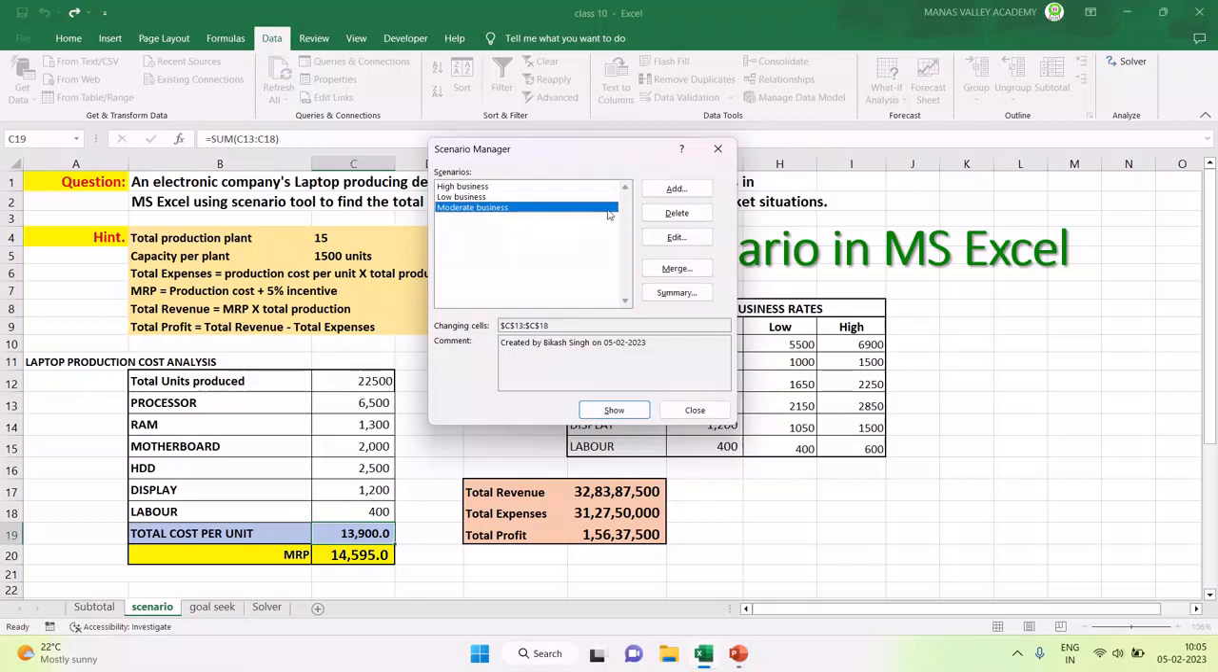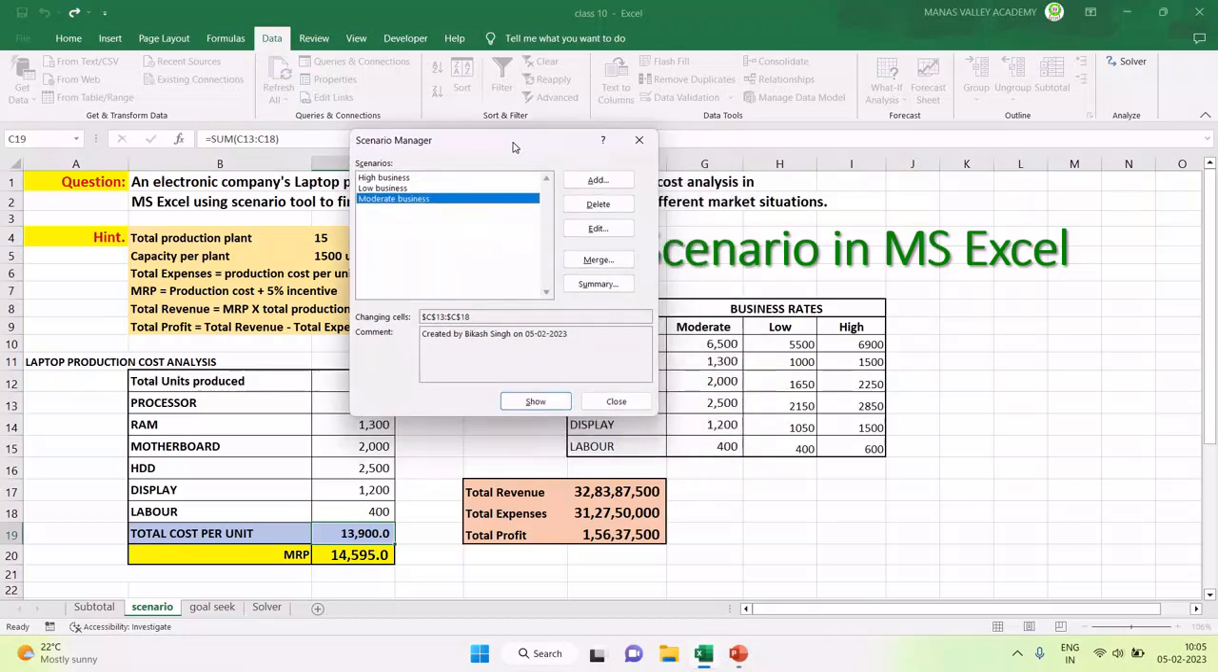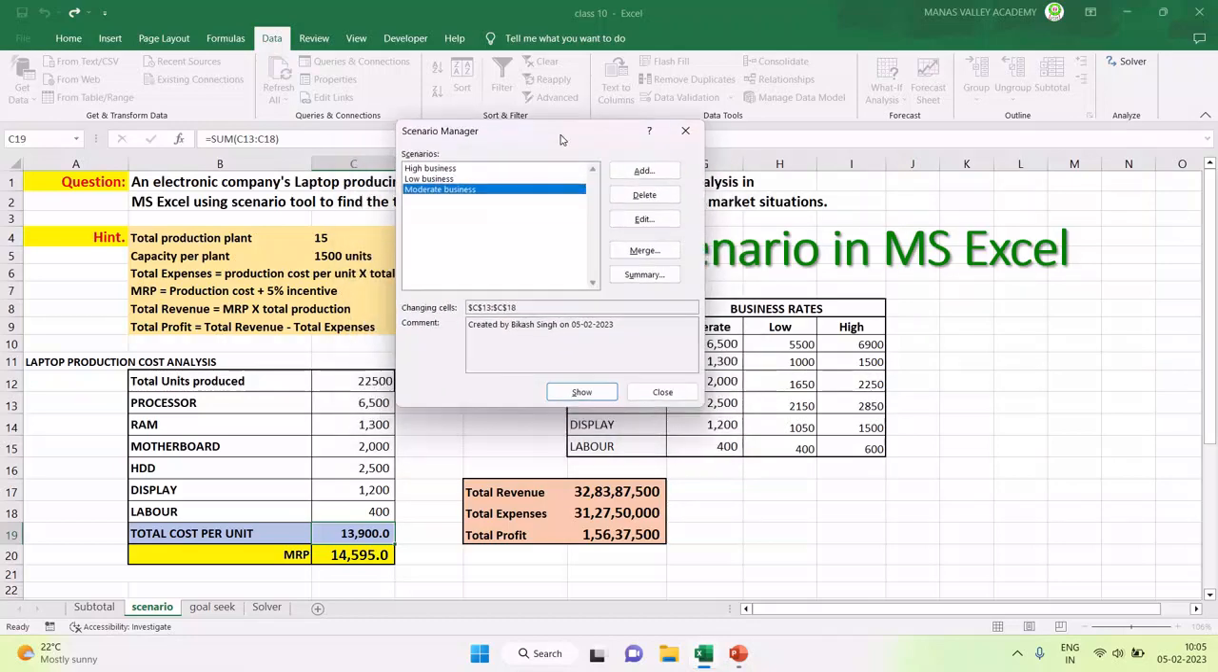So this way scenario manager can help you analyze the cost of a product in different situations. You have to create scenarios, add the values of different constraints and situations, and whenever you wish you can see them.